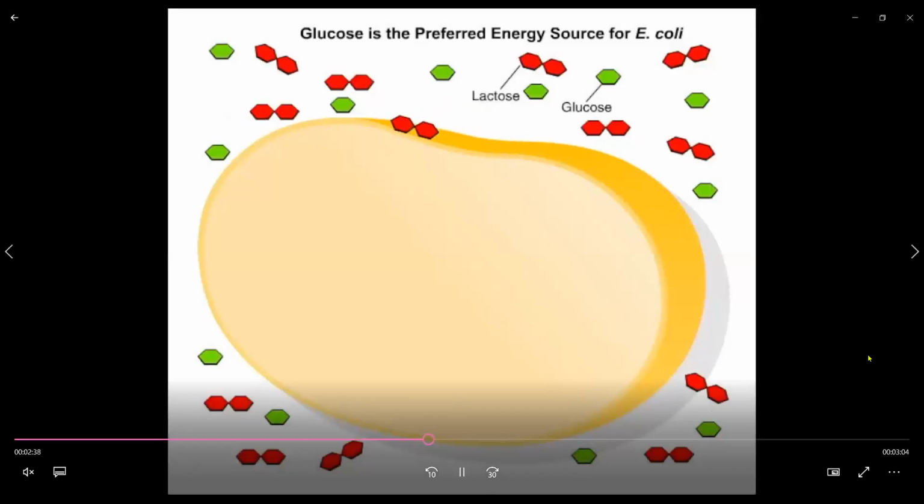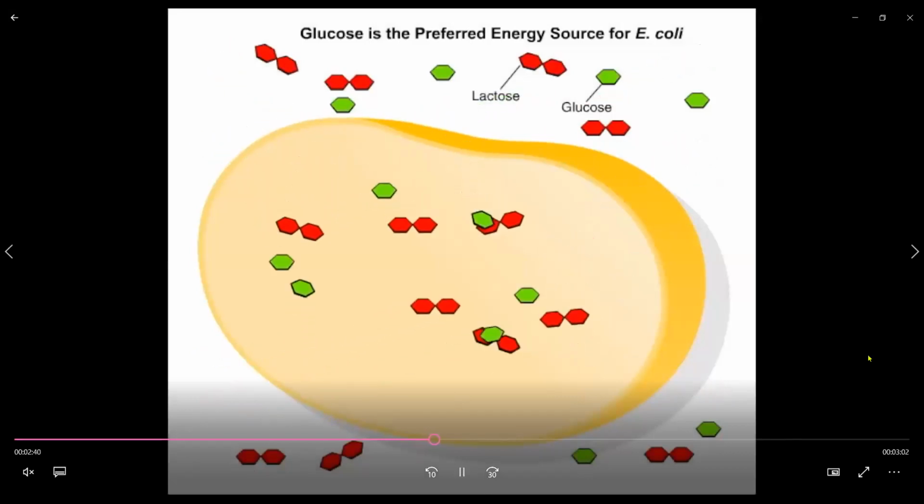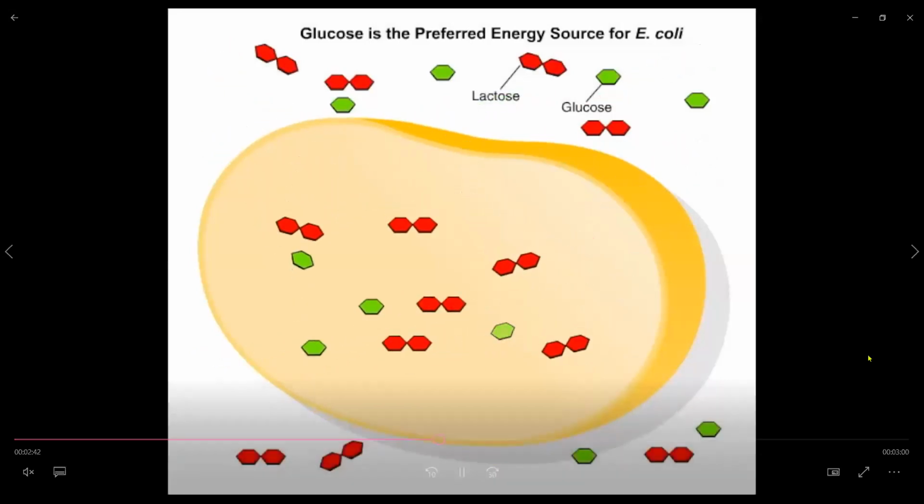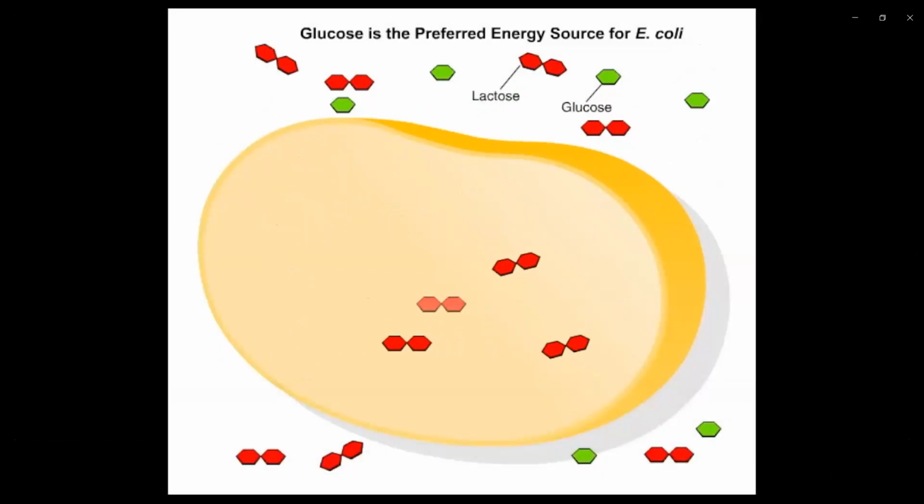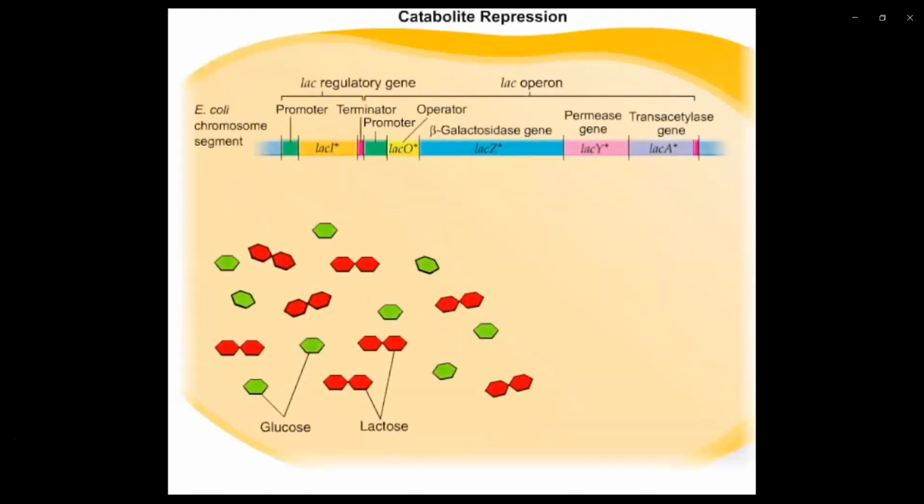So you see, this is the E. coli cell. It has glucose and lactose. Both are entering, but you see it is utilizing glucose first, and then only lactose is used. Lactose is a double sugar, glucose is a single sugar. That is why they have shown it in that manner. So this preferential utilization of glucose over lactose is controlled by this catabolite repression.